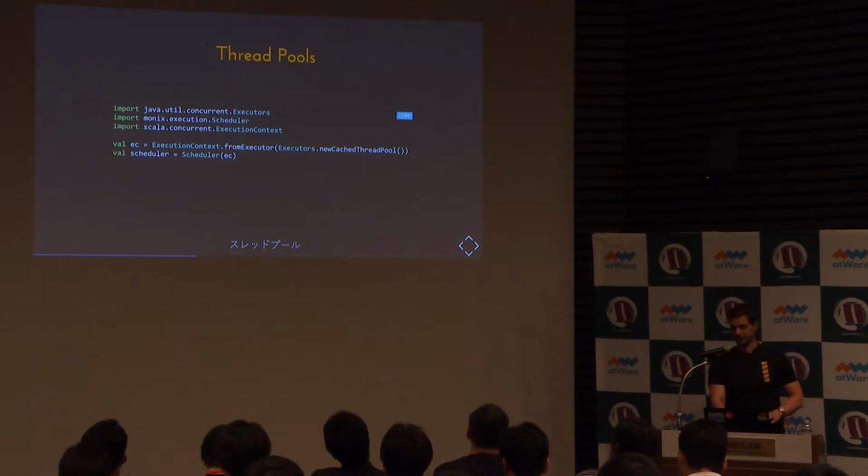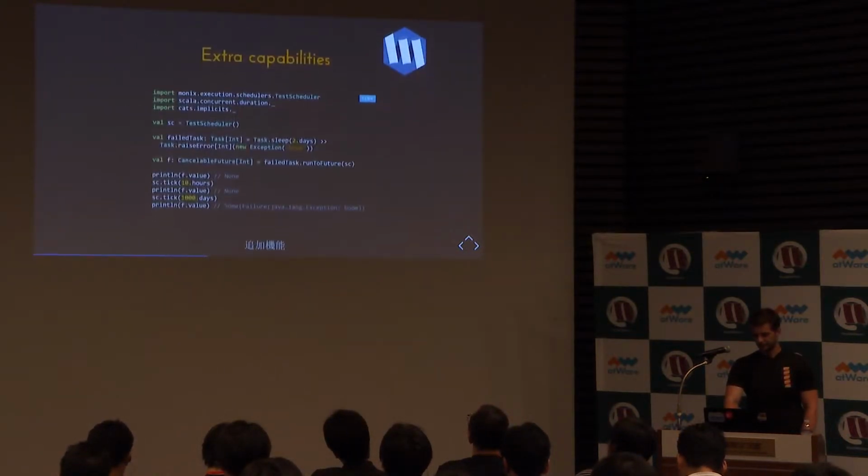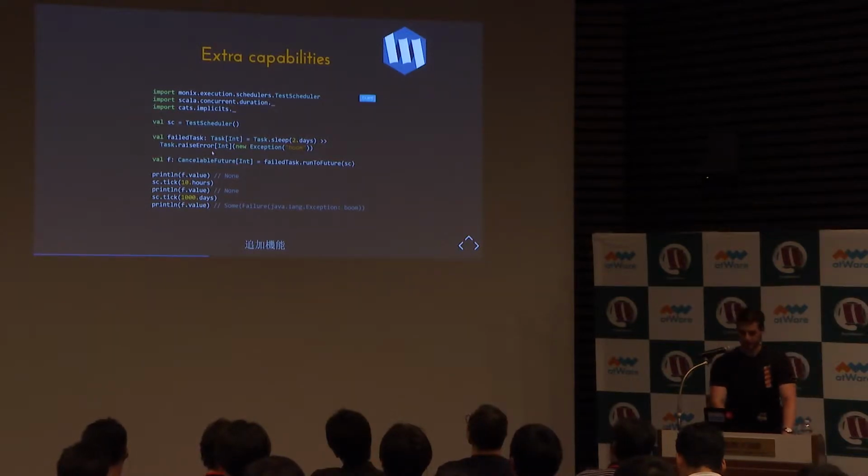But it's not just a simple wrapper. There are some extra capabilities that can be provided by these schedulers. For instance, Monix's TestScheduler, and other libraries have equivalents, can manipulate time, which can be quite useful for testing timeouts or forcing order of execution in tests, or even using different schedulers to see what's executing where.